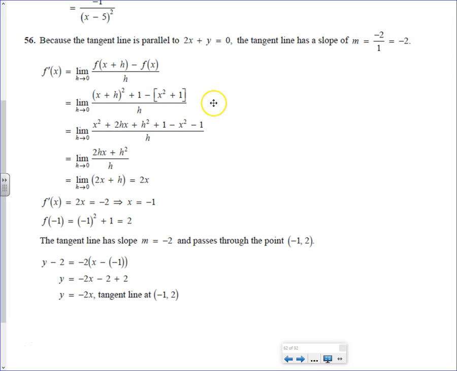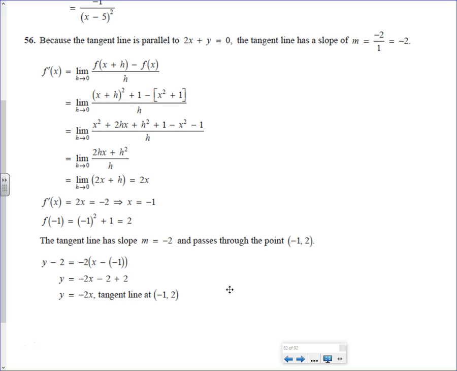Okay, number 56. Parallel, same slope. So we were supposed to figure out that the slope was -2 by rewriting in y equals mx plus b. Then we were supposed to find the derivative, 2x, set it equal to -2, x equals -1, and then go ahead and make a tangent line. I think that was our last even. Do you guys have any questions on 12.3? Yeah. 45? Okay.